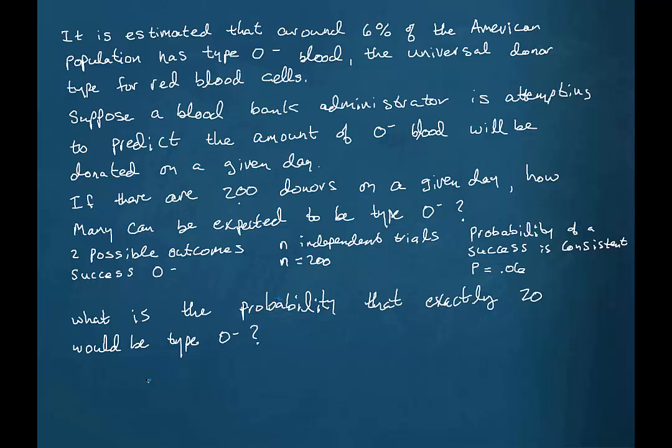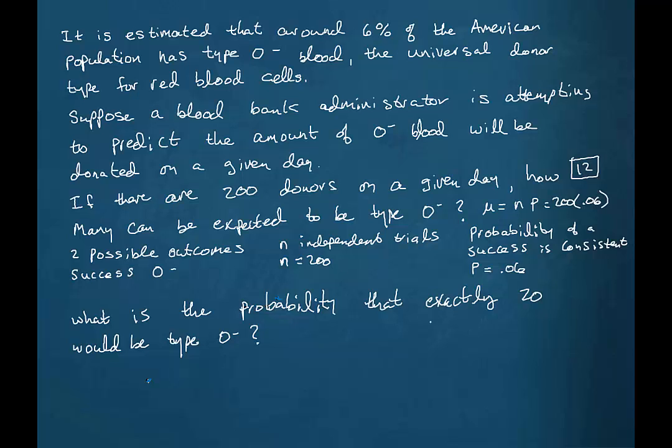Now the question says, if there are 200 donors on a given day, how many can be expected to be type O negative? Well, the expected value for the binomial distribution is the same as the mean and is calculated by multiplying the number of trials by the probability of a success. So we would have 200 times 0.06. So this mean then, or this expected value, would be 12. So we would expect 12 out of those 200 to have type O negative blood.